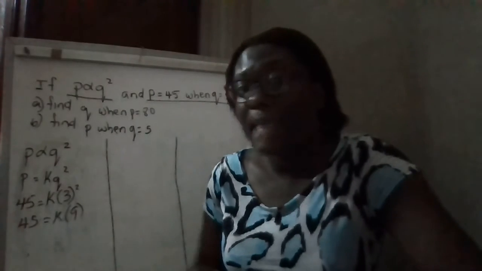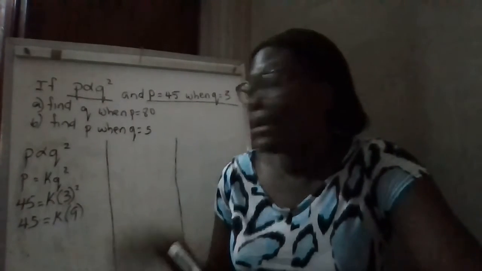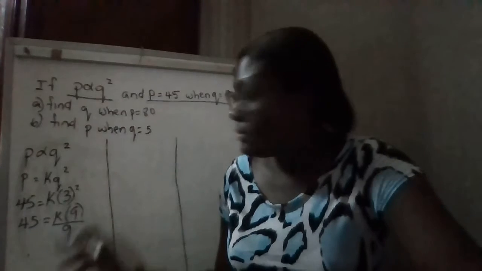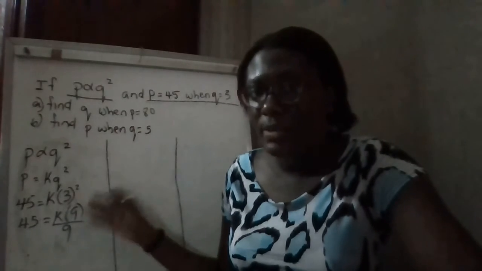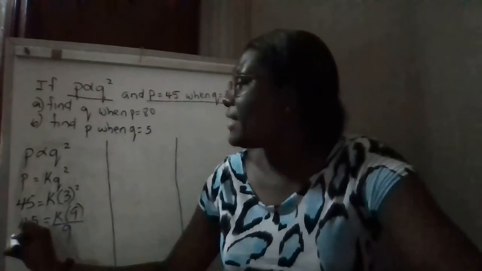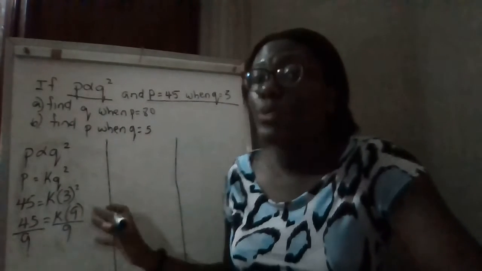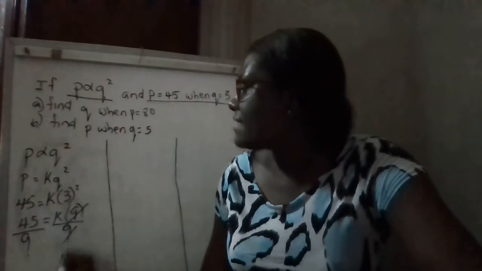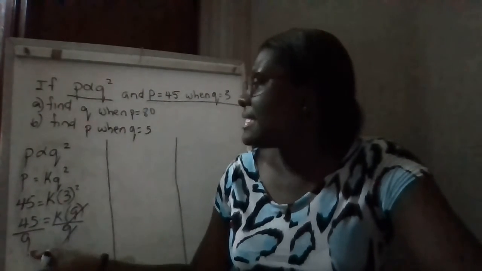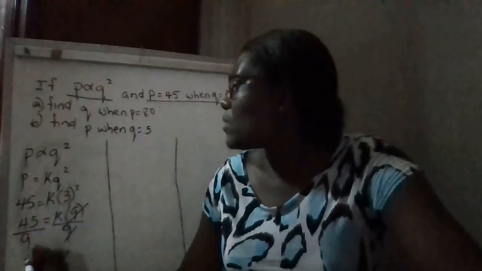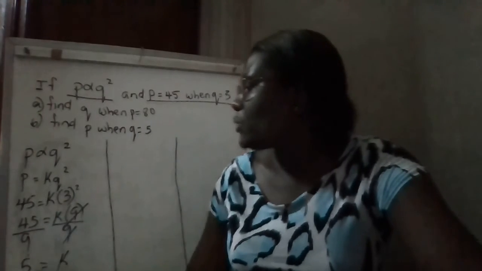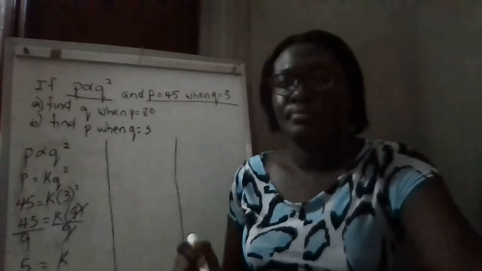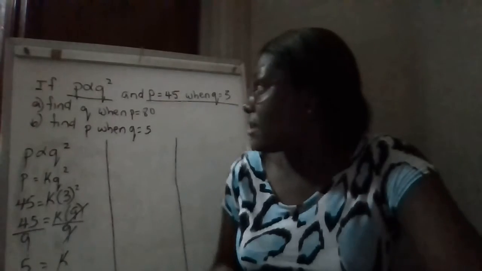I now need to get K by itself, so what I'm going to do is divide both sides by 9. Why 9? Because 9 is the value we need to get rid of so that K can be by itself. So I divide that side by 9, and whatever you do to one side must be done to the other. So this cancels this, K is now left, and 9 into 45 goes 5 times. So K is equal to 5. So that's the first part of the question.